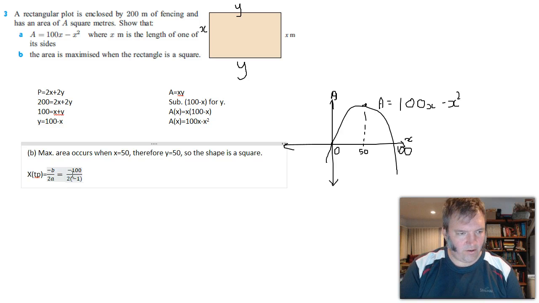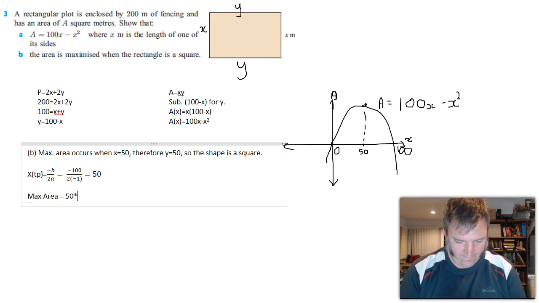Now usually it wouldn't work across the page, but given my computer issues, we're going to today, and you're just going to have to live with it. So -100 divided by -2, we get 50. If they actually asked us what the maximum area was, 50 by 50, 2,500 meters squared.